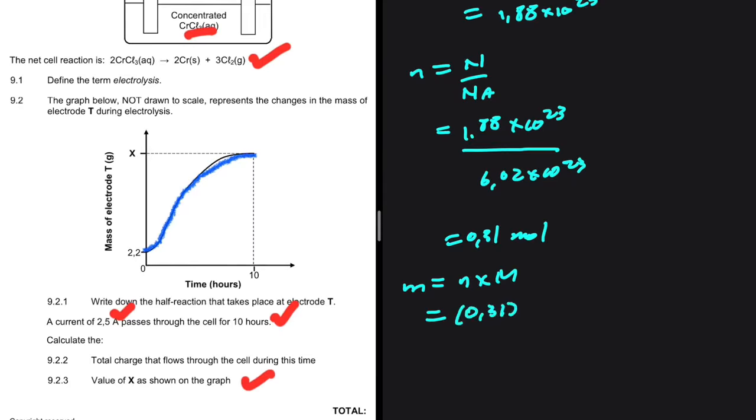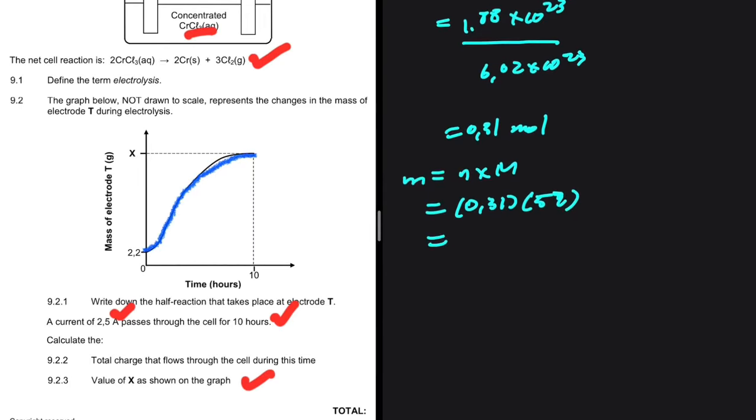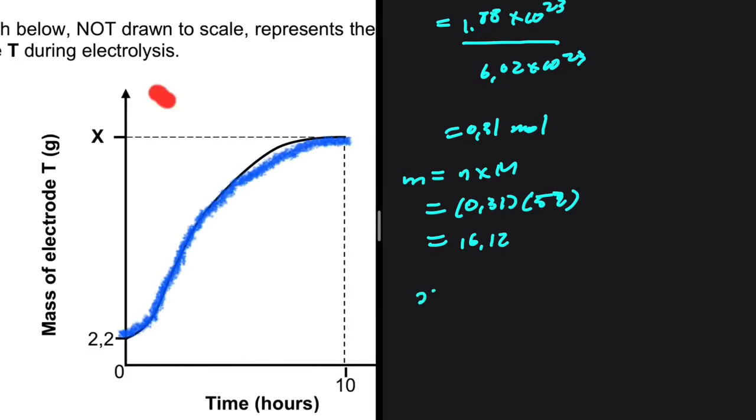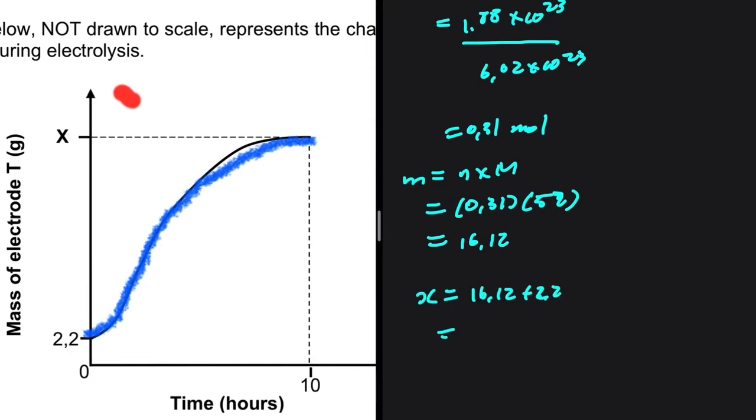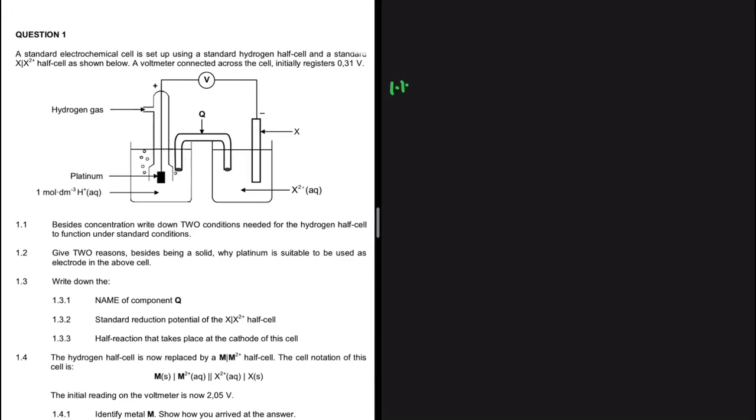0.31 multiplied by 52. That is the molar mass of chromium. If you put that in your calculator, you'll get 16.12. X is just equal to 16.12 plus 2.2. This will give us 18.32 grams. Besides concentration, write down 2 conditions needed for the hydrogen half cell to function under standard conditions.